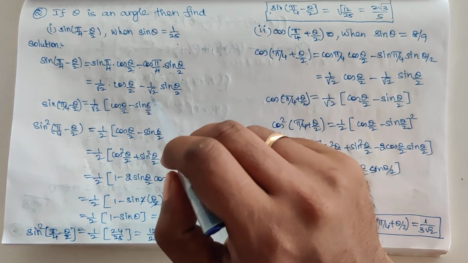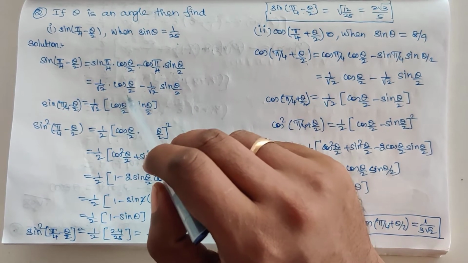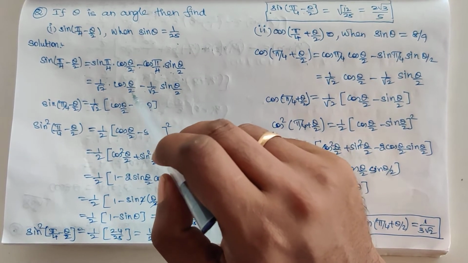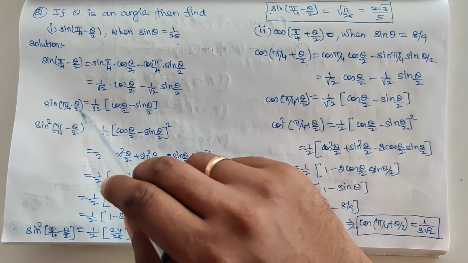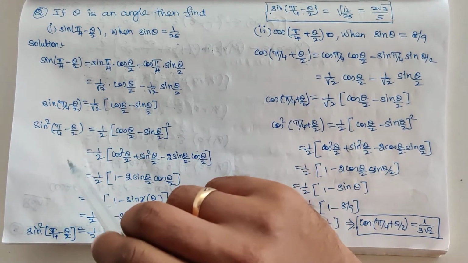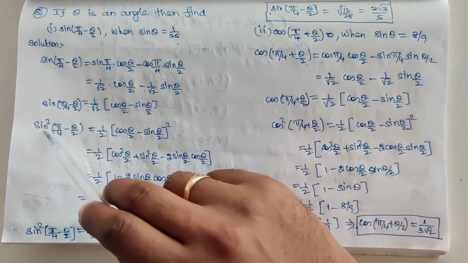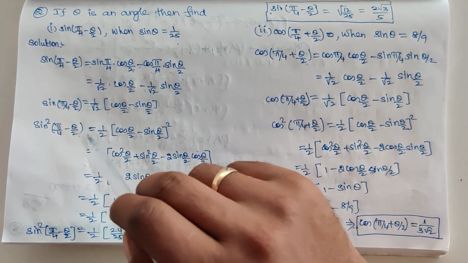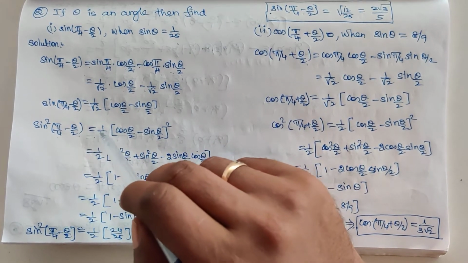So now I am going to take 1 by root 2 outside. So the remaining term is cos theta by 2 minus sin theta by 2. So this is sin pi by 4 minus theta by 2. So first, now I am going to square on both sides. So sin square pi by 4 minus theta by 2, that is equal to what? When we square, the square root gets cancelled, so 1 by 2.